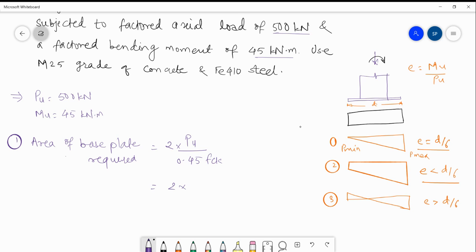So 2 into Pu, where the Pu value is 500 kilonewton, divided by 0.45 fck. In the problem statement, it is mentioned that M25 grade of concrete is to be used, so that will be 25. Once you put all the values in this expression, you will be able to find the area of base plate required. This comes out to be 88888 mm². So this is the required area of base plate.